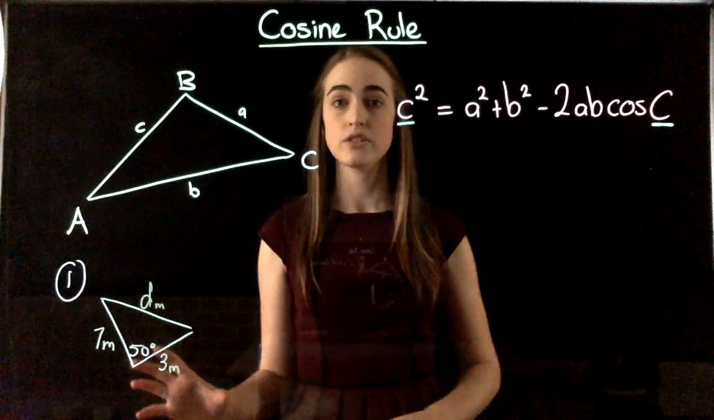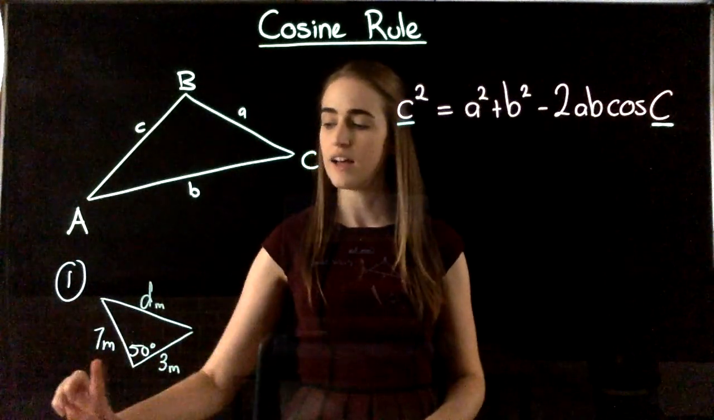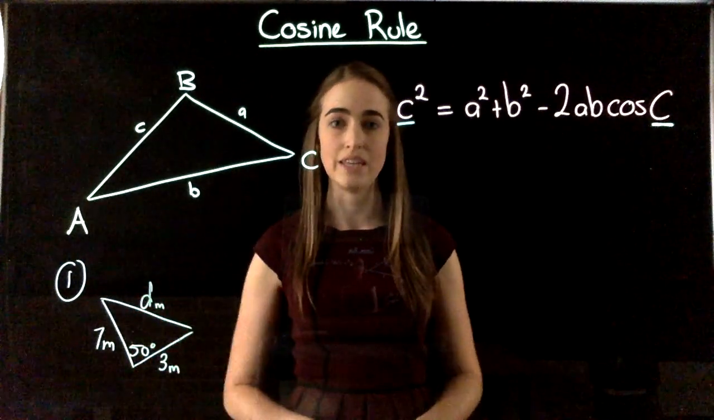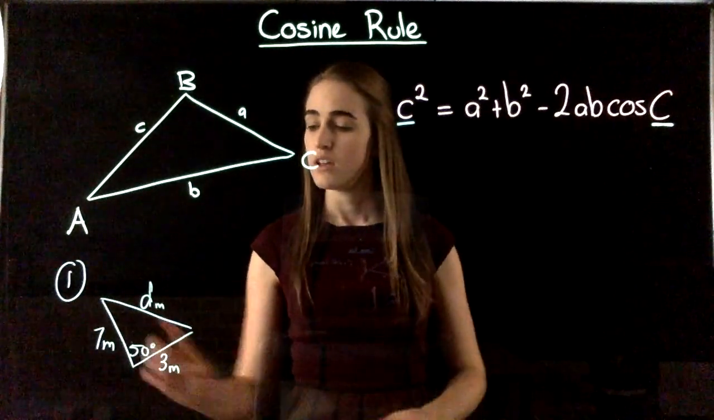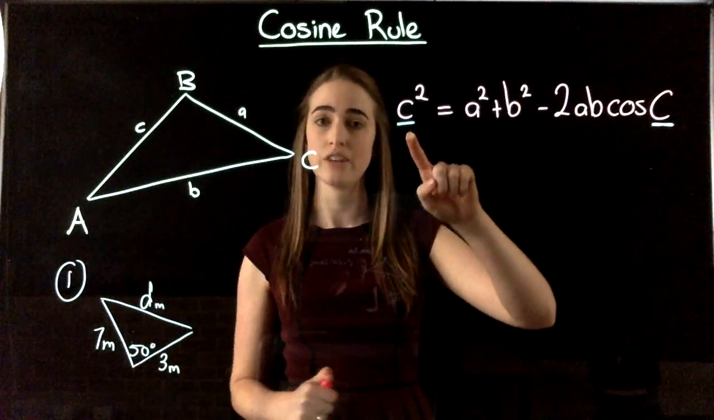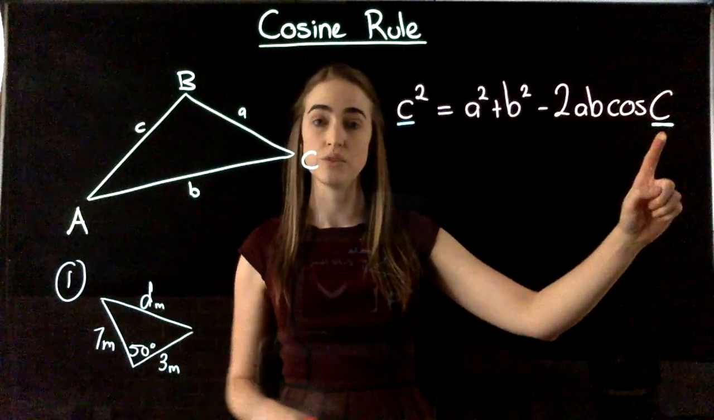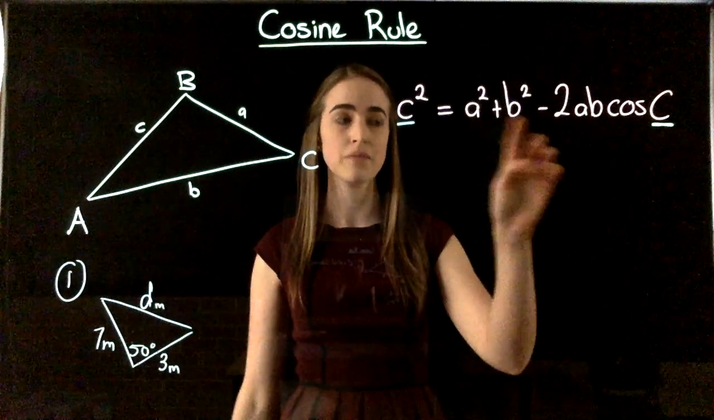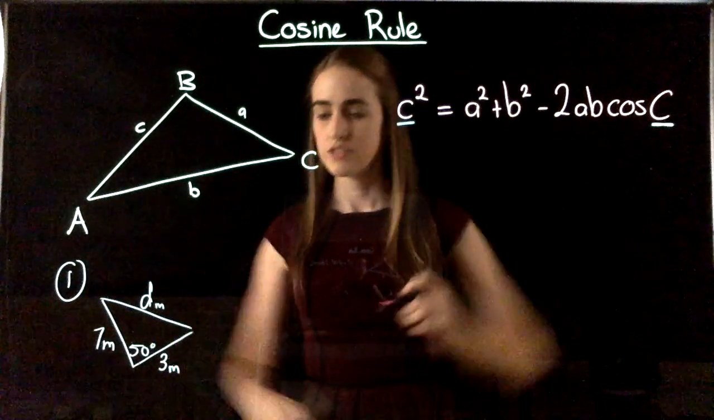Alright, so our example is written here. We've got a triangle with an angle of 50 degrees down the bottom, a side of 7 metres, a side of 3 metres, and we're asked to find the length of this side up here, this d. So we're going to substitute all of this into our formula. Our d metres is going to be our c, the side that we're trying to find. And it's also opposite our angle 50, so our 50 degrees is what's going to go in here. Our a and our b are our 7 and our 3, so it doesn't matter which order they go in, as long as one of them's a, one of them's b. So let's fill it in.